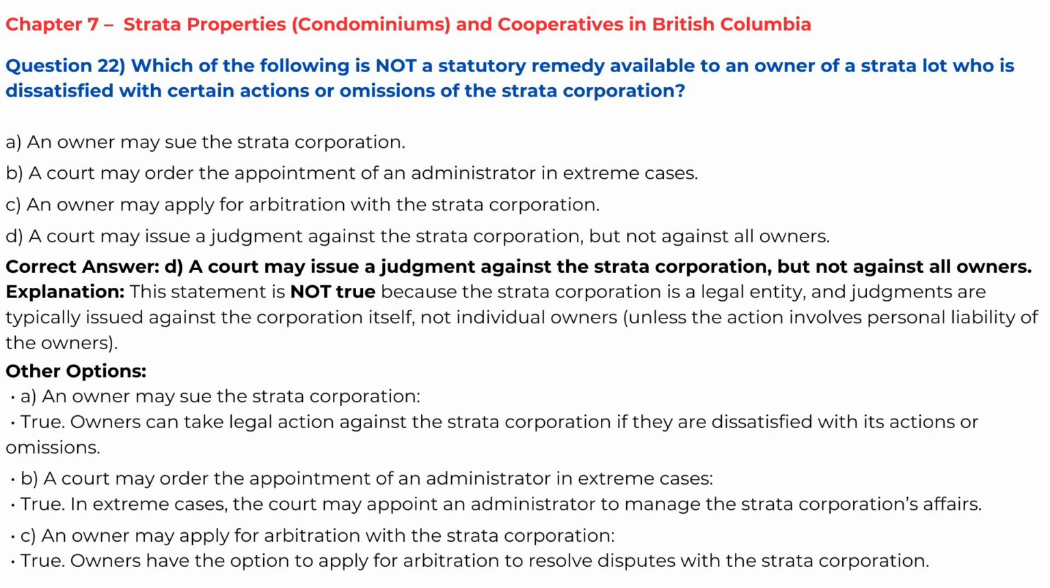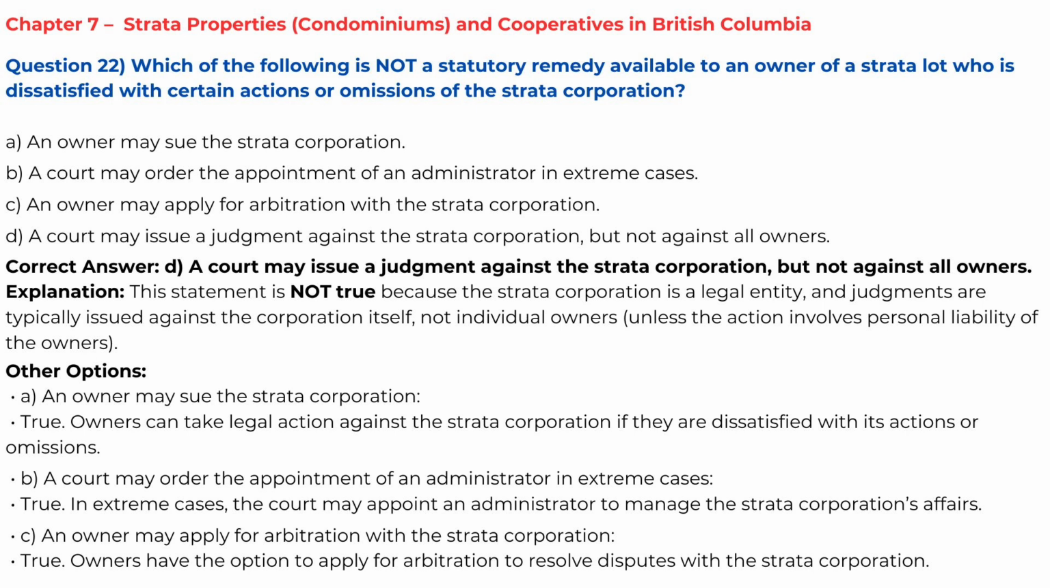Which of the following is not a statutory remedy available to an owner of a strata lot who is dissatisfied with certain actions or omissions of the strata corporation? Correct answer: D. A court may issue a judgment against the Strata Corporation but not against all owners. Explanation. This statement is not true because the Strata Corporation is a legal entity and judgments are typically issued against the corporation itself, not individual owners, unless the action involves personal liability of the owners.